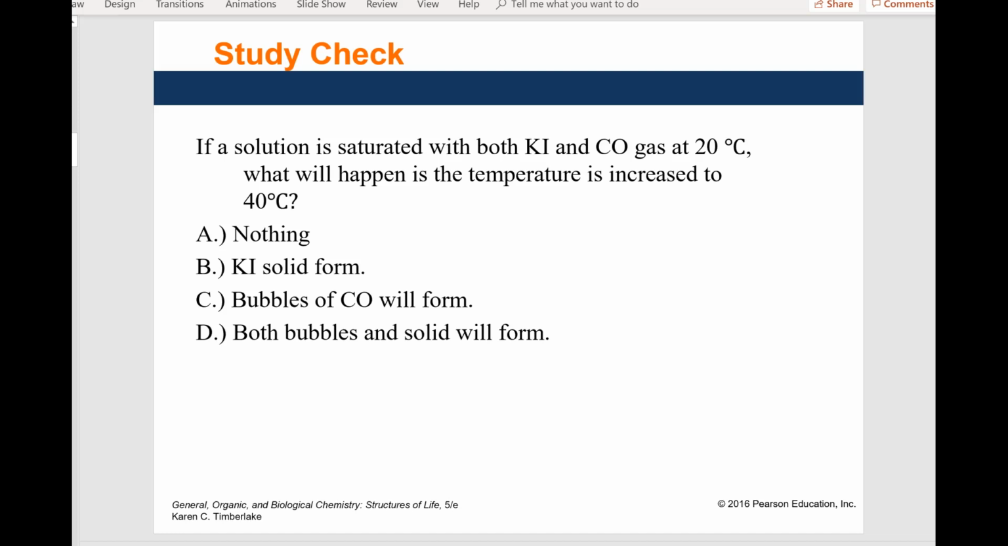Flip this question around. What would you expect to happen if instead of increasing the temperature, we decrease the temperature? You're going to start to see the solid because you're going to decrease the solubility of that solid potassium iodide, and it's going to start to come out of solution.